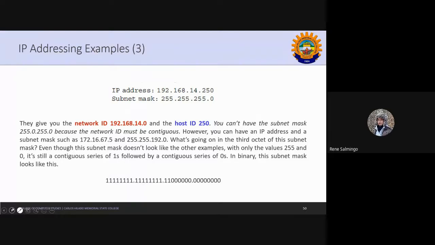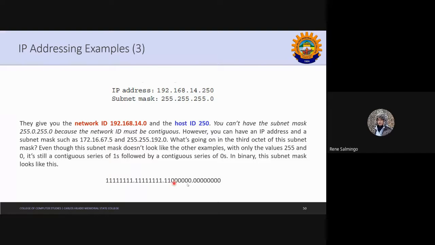However, you can have an IP address and a subnet mask such as 172.16.67.5, and the subnet mask would be 255.255.192.0. What's going on in the third octet of the subnet mask? Even though this subnet mask doesn't look like other examples with only values of 255 and 0, it's still a contiguous series of ones followed by a contiguous series of 0s. In binary, the subnet mask looks like this.